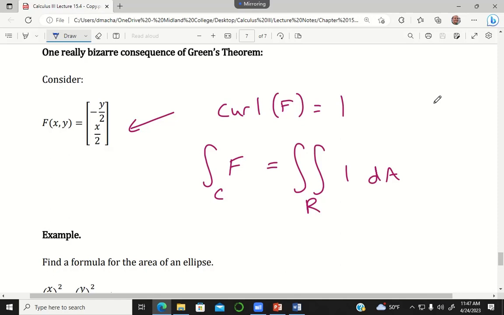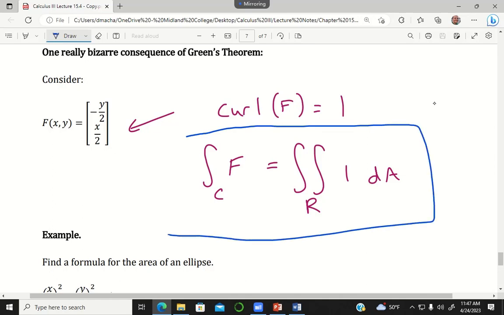Like I said, one really bizarre consequence of Green's theorem is that if you use this vector field, that vector field has a curl of 1. So this is what Green's theorem would say: if you took a path integral around, let's say, the boundary of some region of that vector field, then that's equal to the area of the region. Right? It would be the double integral of 1 over the region, which is also known as the area.